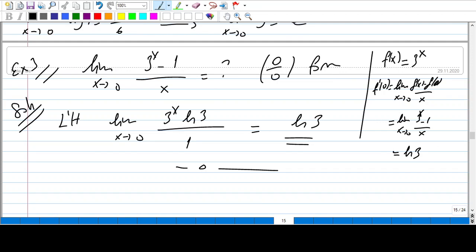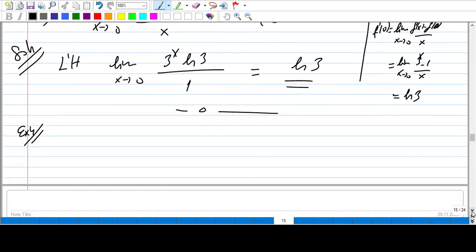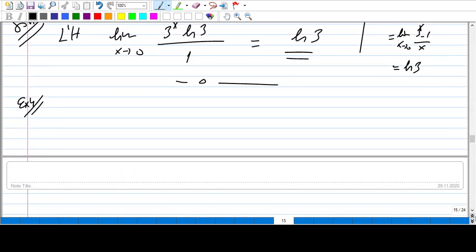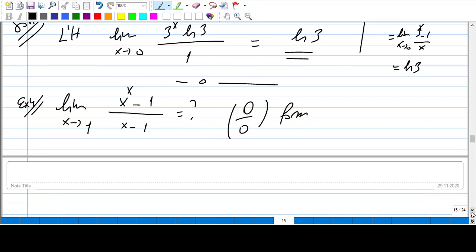Example number 4. Of course, you can find several examples in your book, in previous year exam questions, or in any calculus book. I suggest you solve more types of examples. Evaluate the following limit, x to 1, x to the power x minus 1 over x minus 1, if the limit exists. If you look at the limit, we have 1 to the power 1 is 1. It is not a 1 to the power infinity question. So 1 minus 1 is 0, 0 over 0, so this is 0 over 0 form. It means you can apply, of course, the L'Hopital rule.